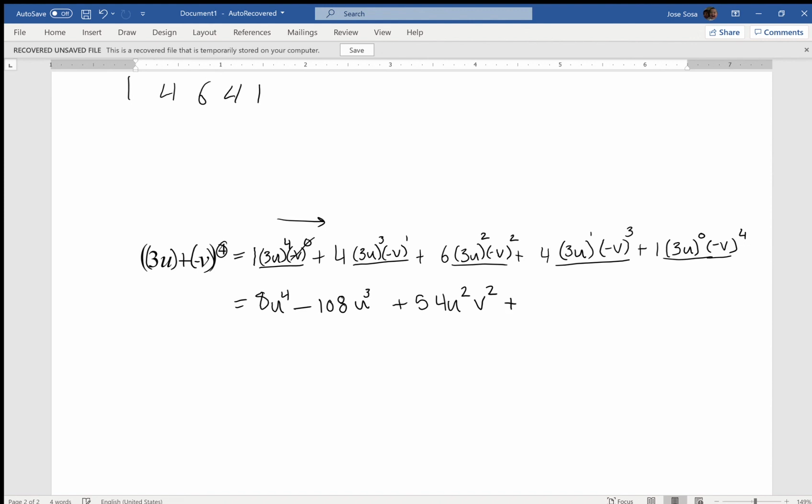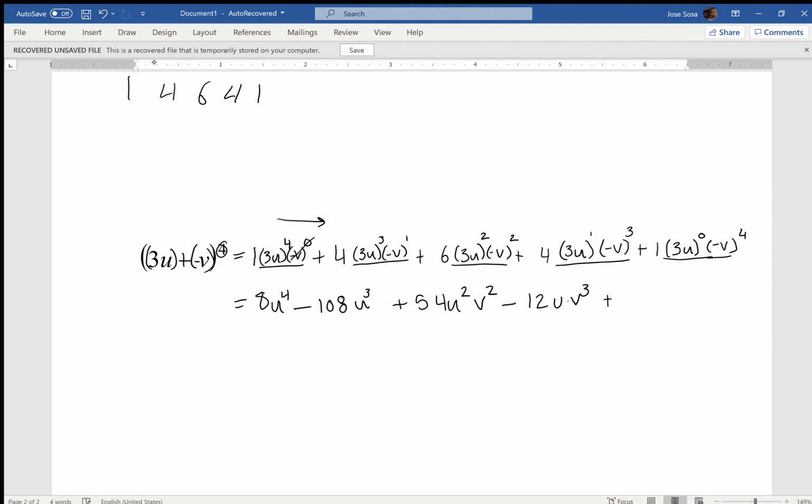I hope I'm not making any arithmetic errors here, but I might. So check my work. You can't really help me, but you know whether I made arithmetic errors or not. All right, 3 times 4 is 12. 12 times u, and then I have negative v to the third power, which is negative v. So this is going to be a negative 12u times v cubed.